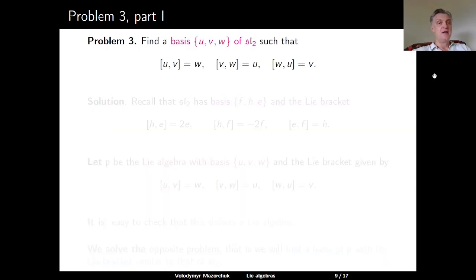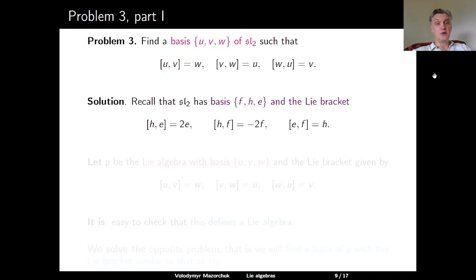Problem 3. Find a basis U, V, W of sl2 such that the Lie bracket between U and V is W, the Lie bracket between V and W is U, and the Lie bracket between W and U is V. Solution. Recall that sl2 has a basis F, H, and E, in which the Lie bracket is given by the following expressions. The bracket of H and E is 2E, the bracket of H and F is minus 2F, and the bracket of E and F is H.